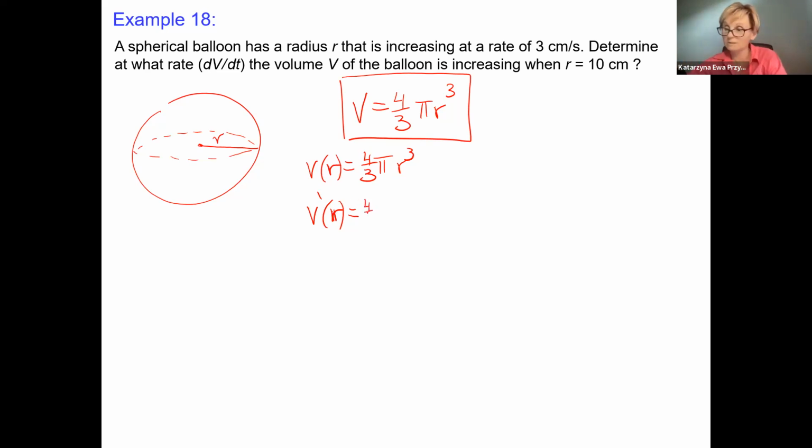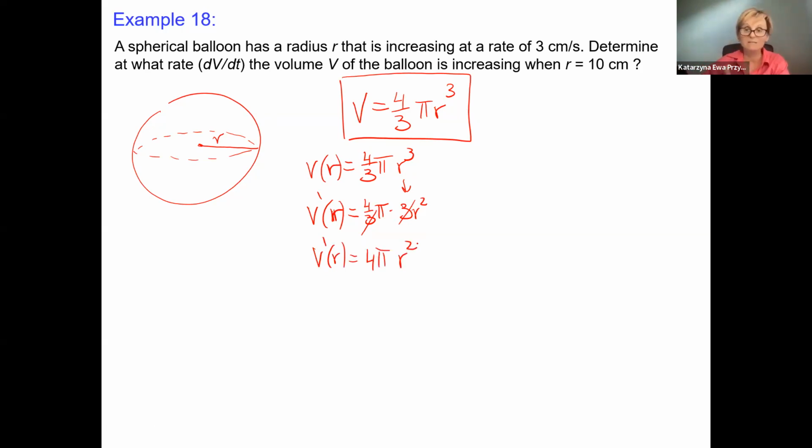We will copy the constant, correct? And just differentiate R cubed, 3R squared. 4 pi R squared. Oh, yes, okay, yes, thank you. Because we will just cancel out, that's actually good. Derivative, it's basically 4 pi R squared.